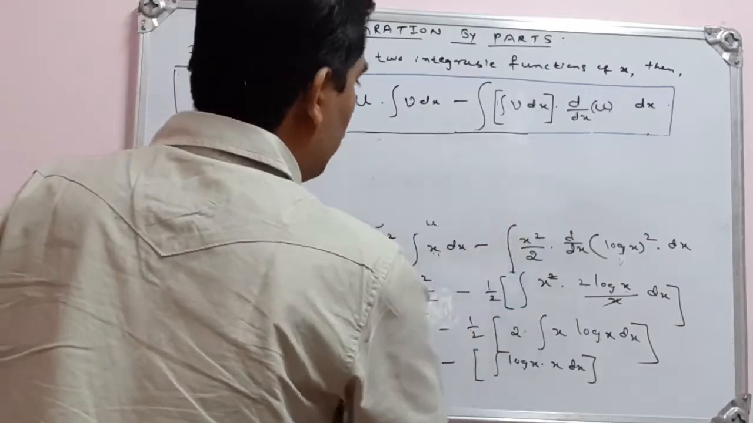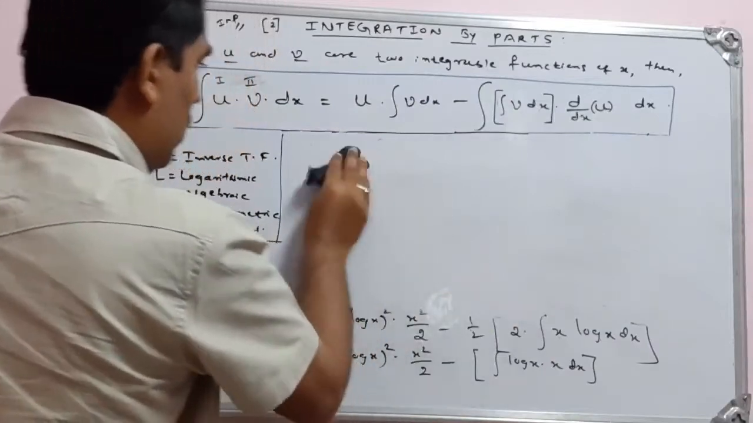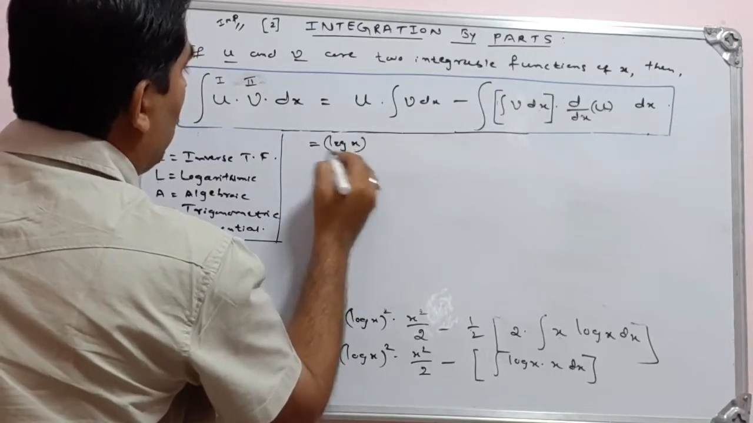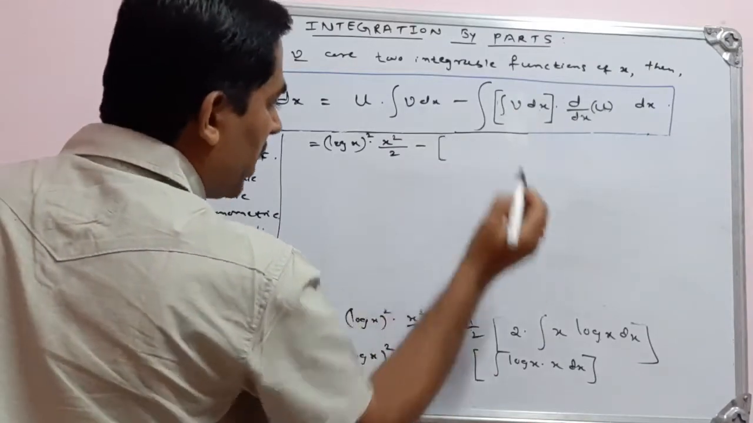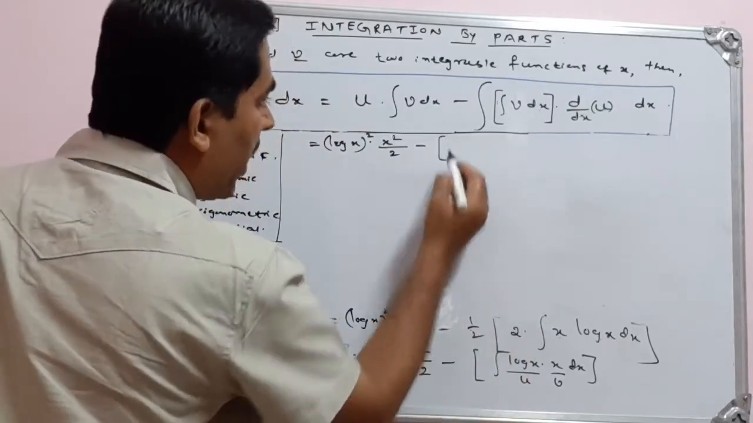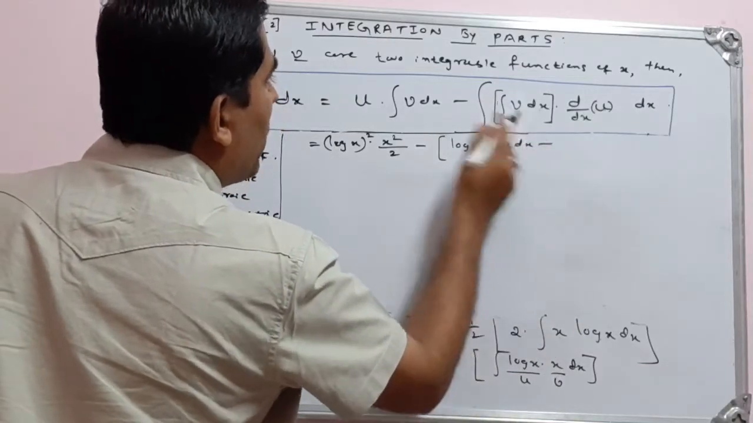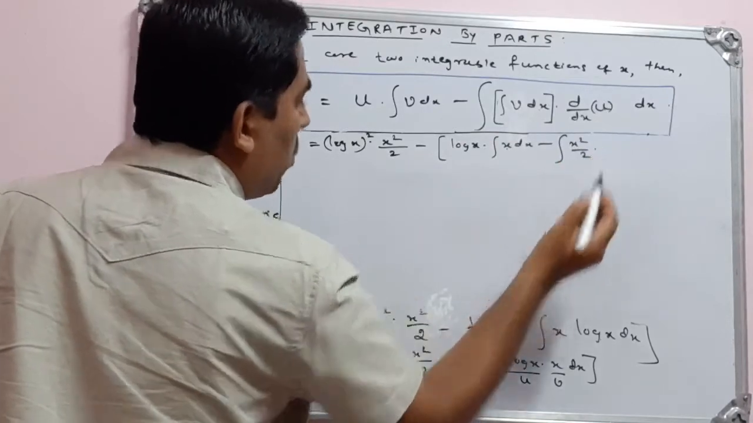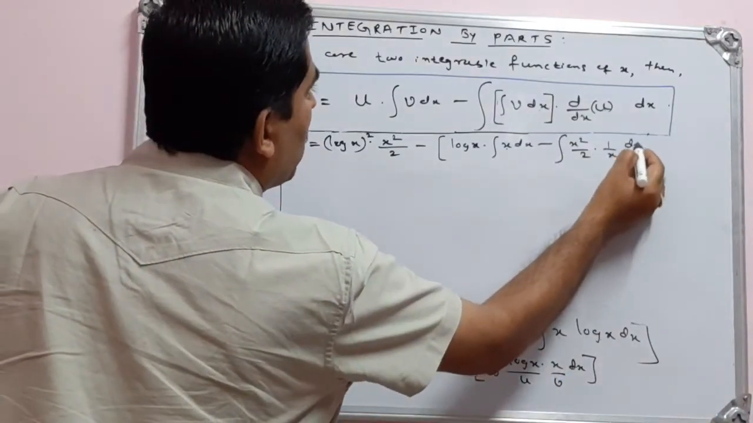Okay, I will continue from here. So I will write this portion as it is. Log x whole square into x square by 2. See, minus half. So you consider this as u and this as v. Let me write it directly. See, log x is the first function into integration of x, minus the integration of the integrated function, that is integration of x, which is x square by 2, into derivative of u. So derivative of the first function log x is what? 1 by x.